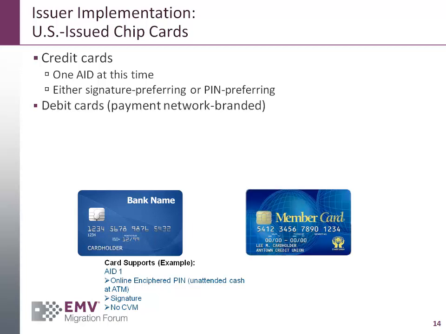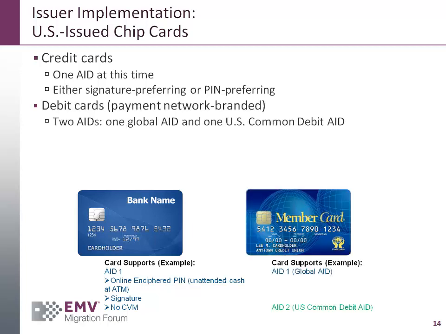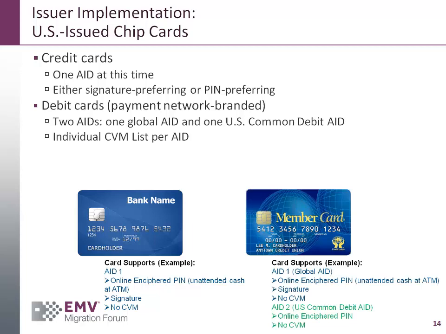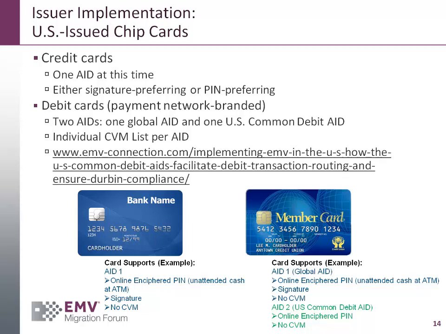U.S.-issued debit cards will typically have two AIDs. Each AID will have a different profile, with each profile having its own CVM list. We will show another example of a U.S.-issued debit card later in this presentation. For more information about U.S.-issued debit cards, refer to the EMV Migration Forum presentation, Implementing EMV in the U.S., How the U.S. Common Debit AIDs Facilitate Debit Transaction Routing and Ensure Durbin Compliance. This presentation can be found on the EMV Migration Forum's website using the link shown here.